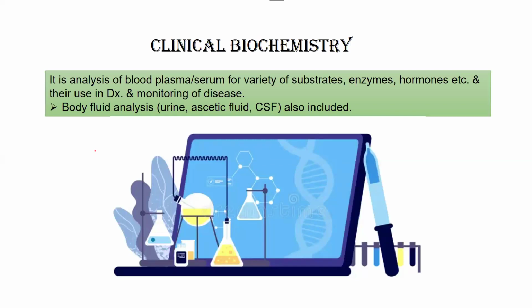So basically, what you have is a sample. That sample can be of blood, plasma, or serum, or any other body fluids can also be used as a sample to measure these tests, like urine, ascitic fluid, that is basically fluid of the edema of the abdomen, ascites, or CSF fluid. You take these fluids and you send them to the lab, and in the lab the different panel tests are run to measure different substrates, enzymes, hormones, or other factors that are present in that sample. So that's what clinical biochemistry is.